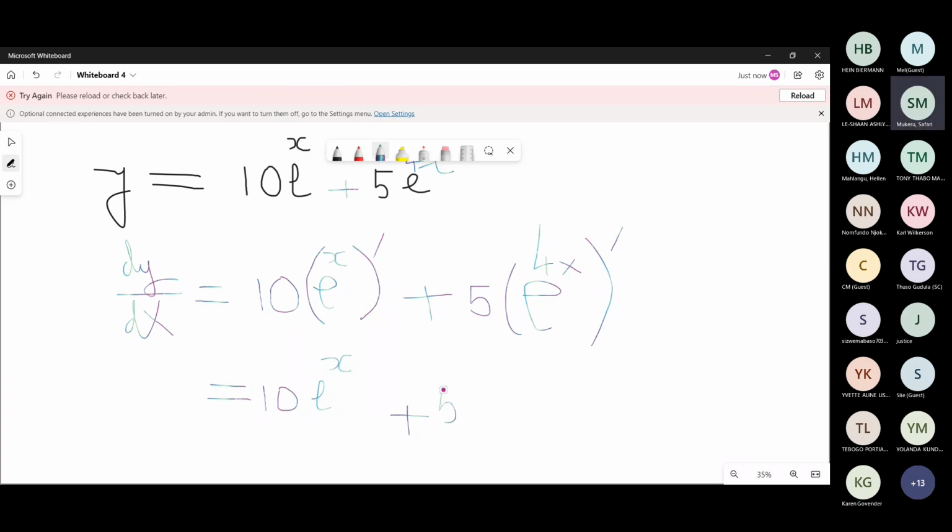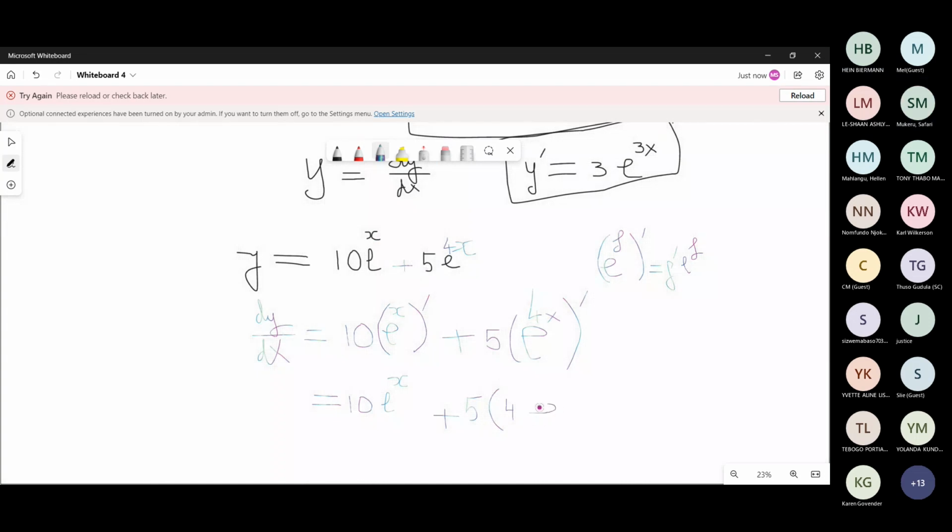Open bracket. What number do we have here? We take the derivative of 4x, which is 4. Remember, e power something, e power f. How do we find this derivative in general? We take f prime, multiply by e power f. So here we have 4x. What is the derivative of 4x? It's 4e to the power 4x. Good. E power 4x. You see now?